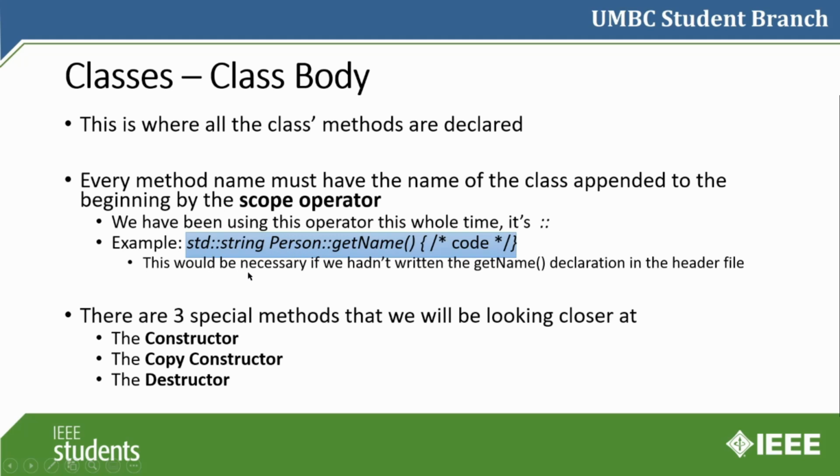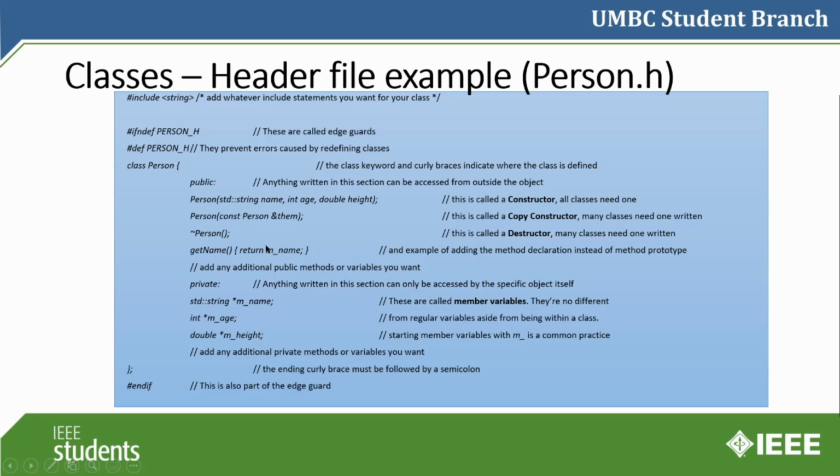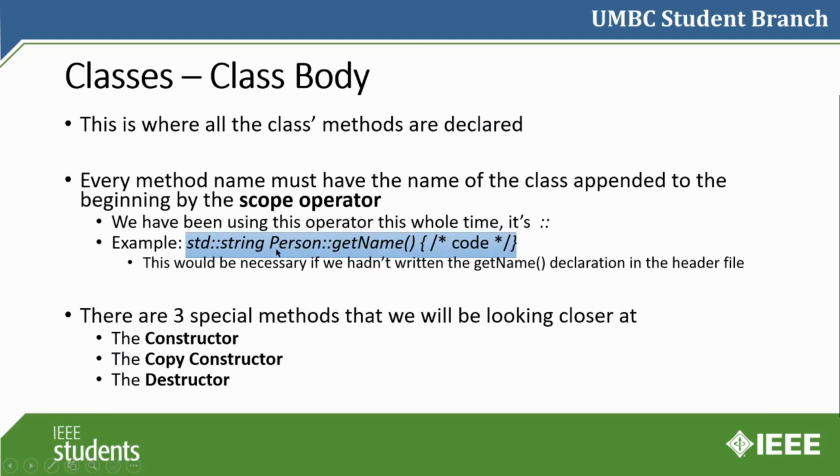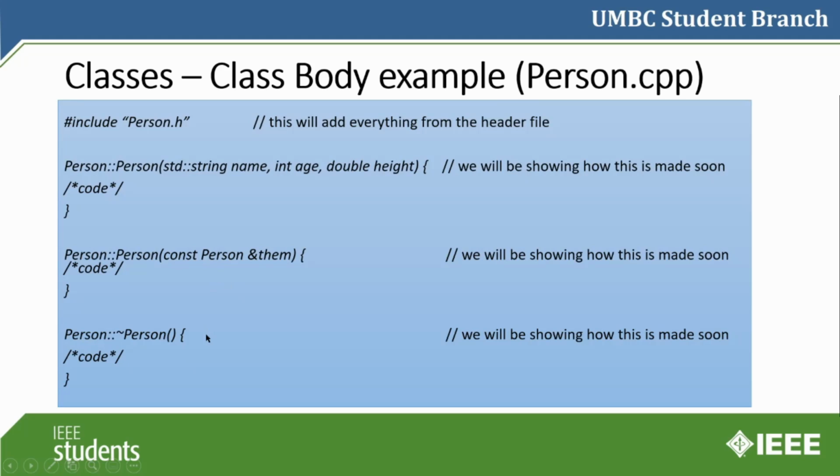If we hadn't defined the getName function within here, then we would have to have this code somewhere in our class body. There are three special methods that we're going to cover a little more, called the constructor, the copy constructor, and the destructor. And this is an example of what a class body might look like with basically just code stubs for the constructor, copy constructor, and destructor.